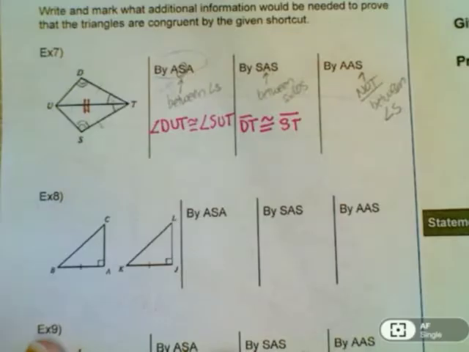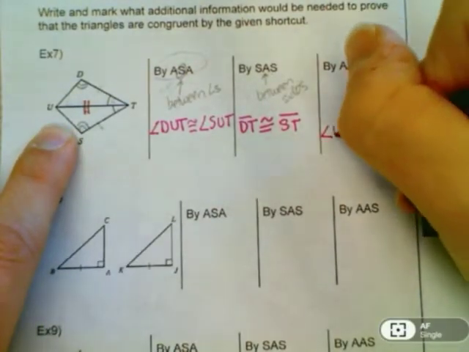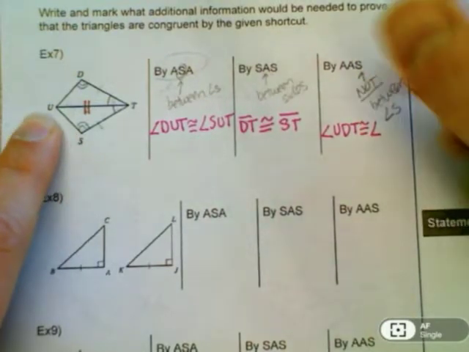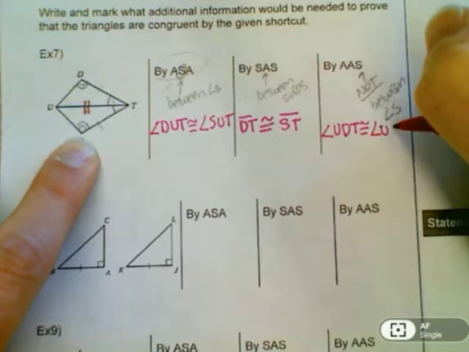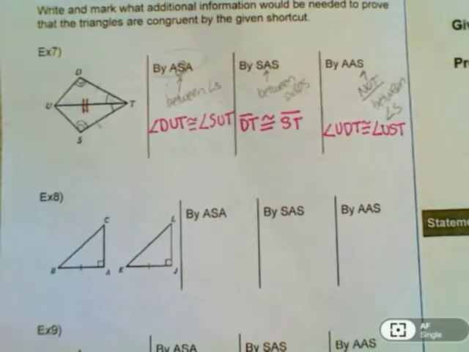And so to write this out, we would need to say that angle UDT would have to be congruent to angle, this one down here, UST. So I'd like you again to pause the video, complete examples 8 and 9, and then check back in to see if you got them right.